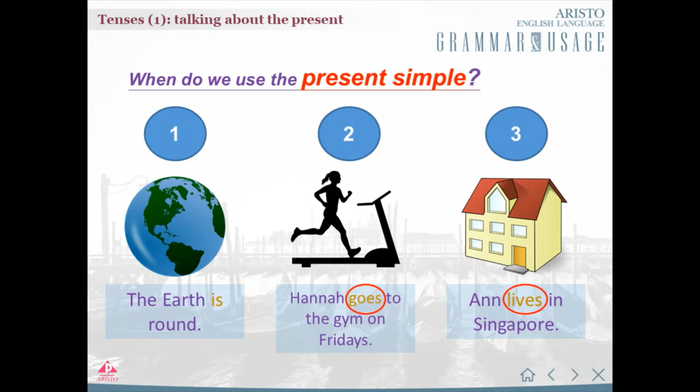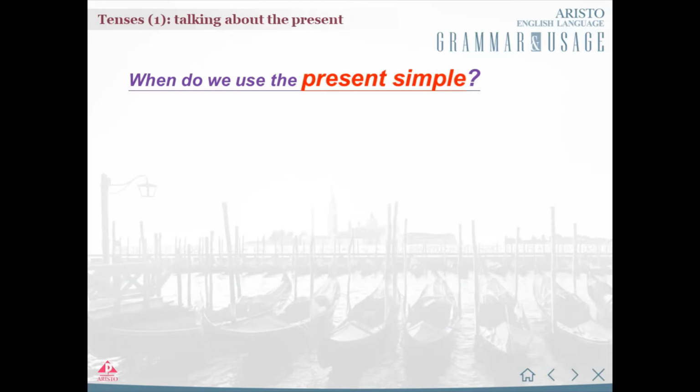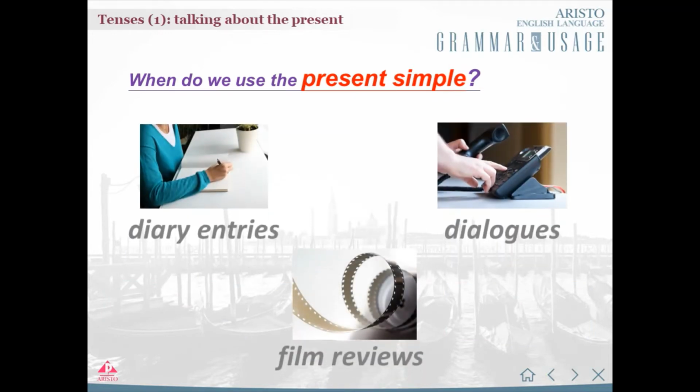Remember that when the subject is in the third person singular, you have to add s or es after most verbs. The present simple tense has many applications, but we often see it used in diary entries or in conversations between people. It is also used in book or film reviews when we talk about the storyline of the book or film.